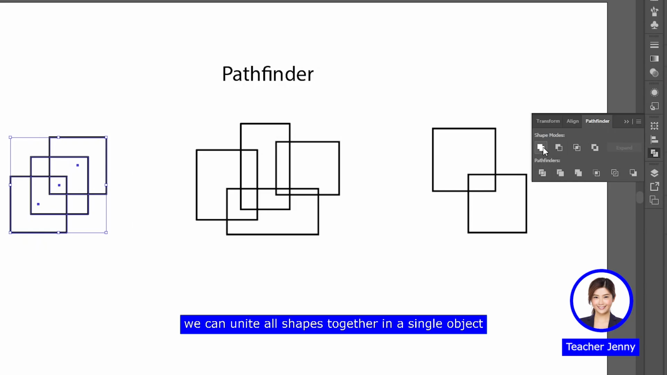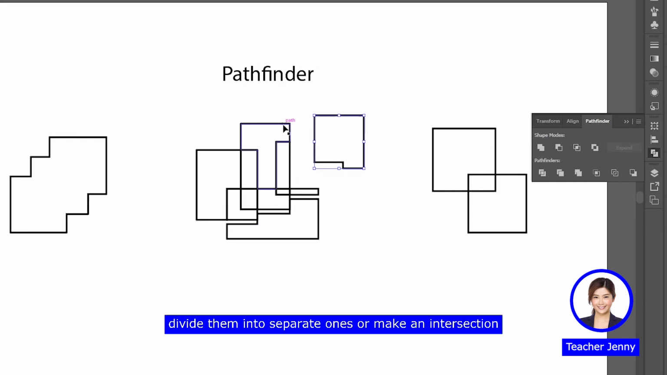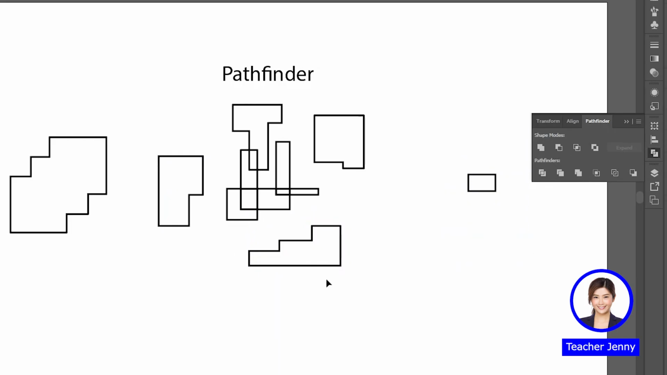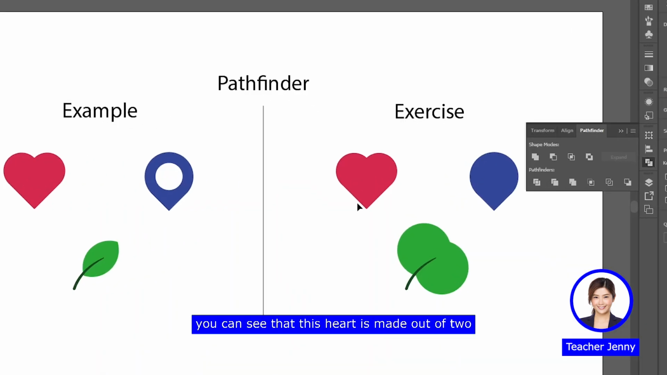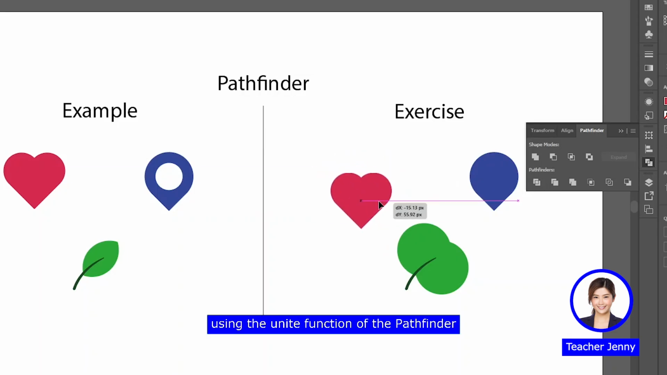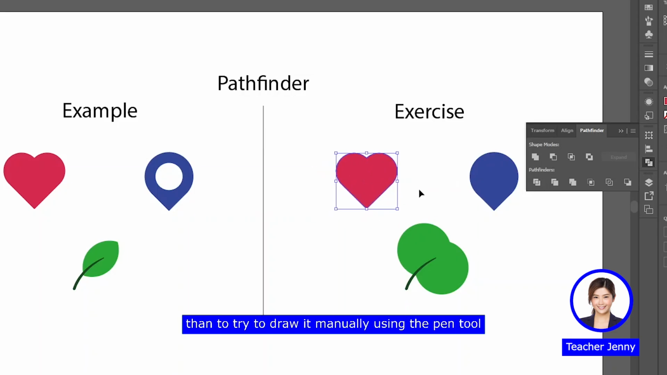For example, we can unite all shapes together in a single object, divide them into separate ones, or make an intersection. I find the Pathfinder and the Shape Builder to be exceptionally great to work with when you want to create an object that can be broken down into geometric shapes. For example, you can see that this heart is made out of 2 circles and 1 square. It's way easier to draw 2 circles and a square and join them together using the Unite function of the Pathfinder than to try to draw it manually using the pen tool.